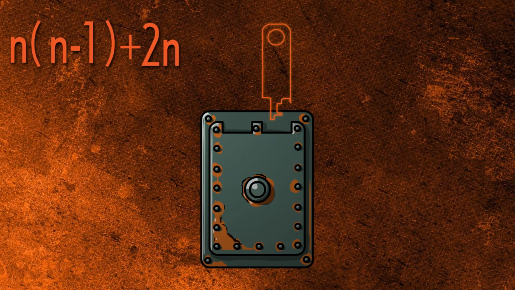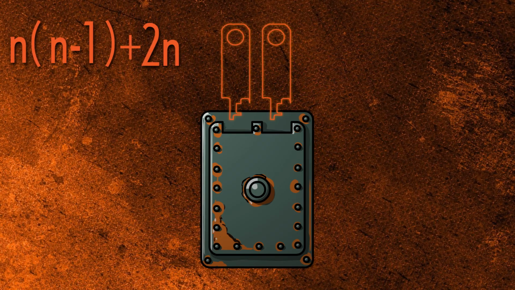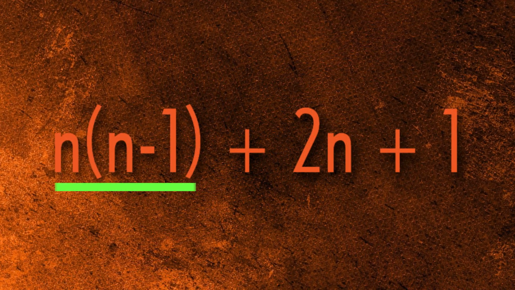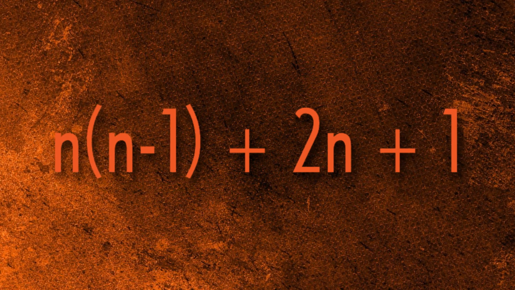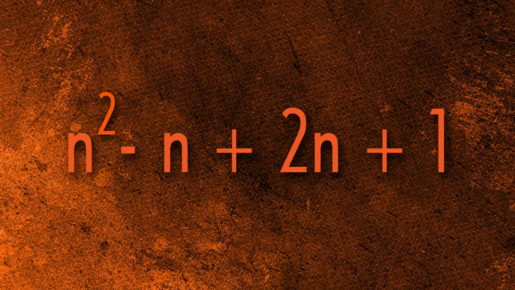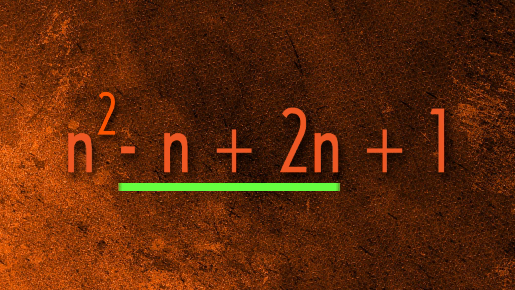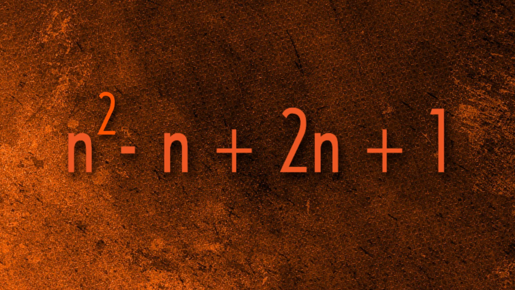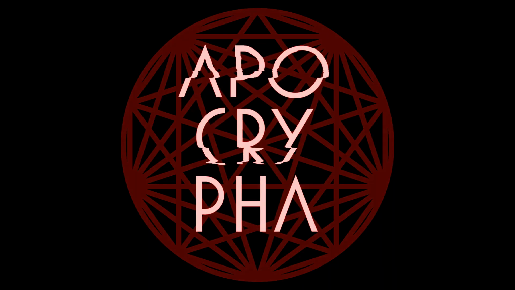Finally, we can't forget about the last possibility, where both slots are empty. So that makes this n times n minus 1 plus 2n plus 1. Using the distributive property on the first part, where n times n equals n squared and n times negative 1 equals negative n, this gives us a resulting formula of n squared minus n plus 2n plus 1. We can combine like terms in the middle, where negative n plus 2n equals positive n, or just n, and this results in the final formula we talked about before, n squared plus n plus 1.